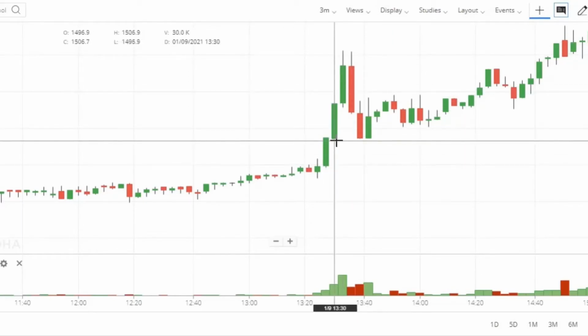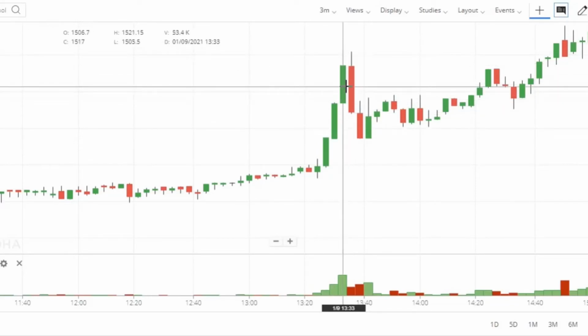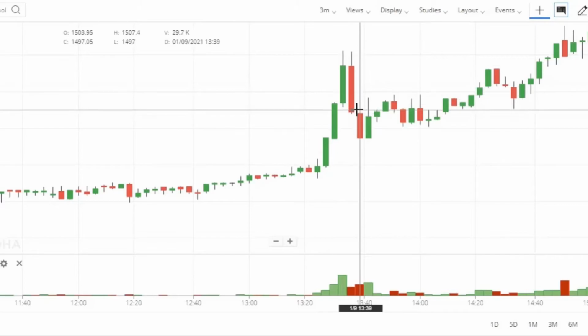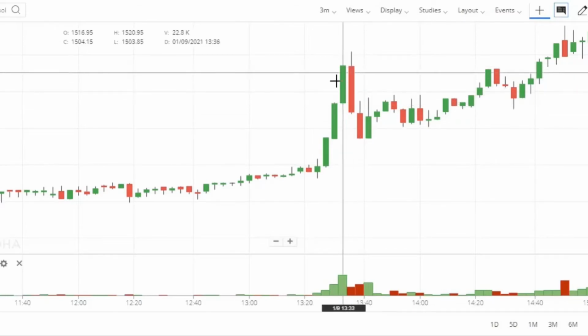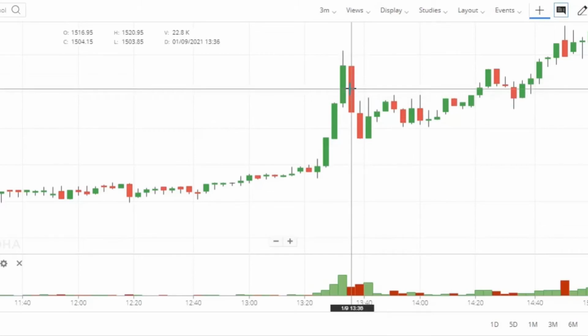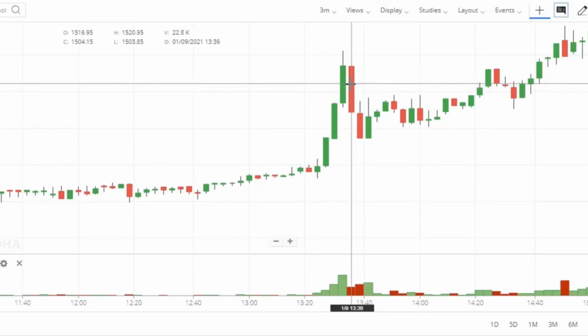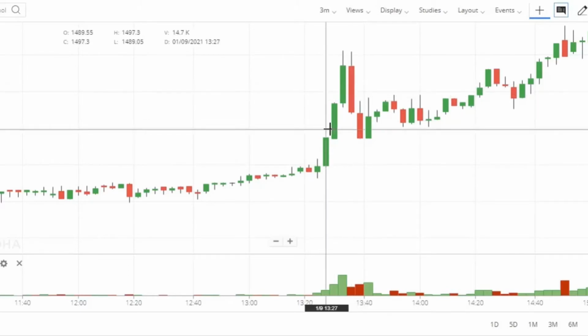And after that, the rejection came. Now you will say this was the highest candle, so should we short below the low of this candle? No. Why? Because the trend is positive and this is not short selling. This is profit booking. You have to understand the difference between short selling and profit booking, or between short covering and long buildup, which means fresh buying.